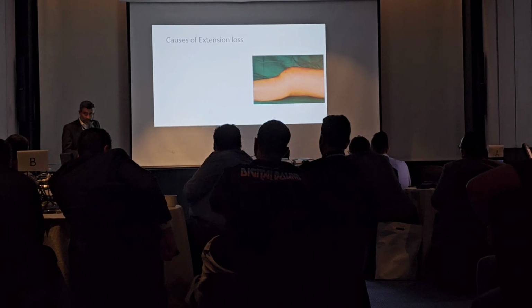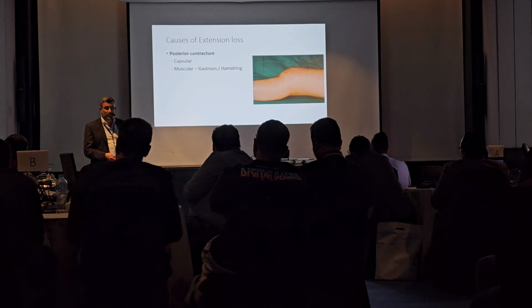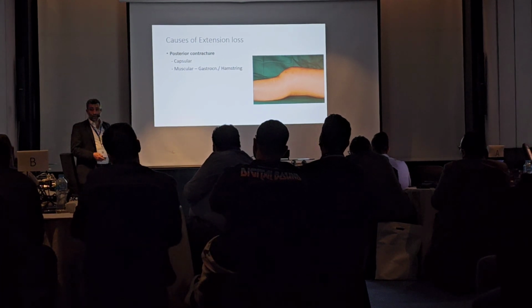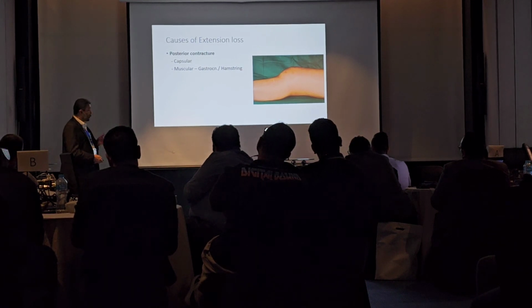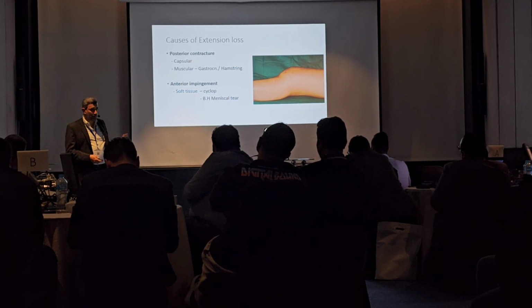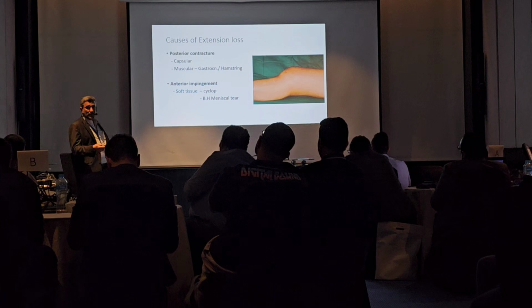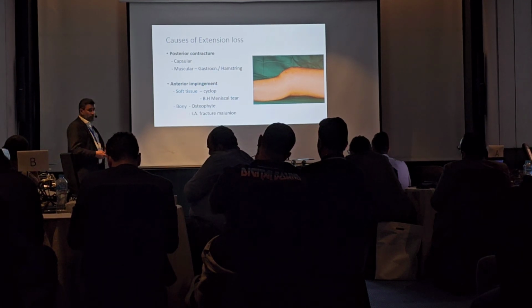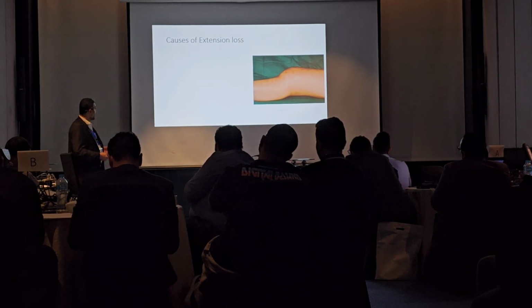Now, the causes of extension loss: again, we may have posterior contracture, so capsular contracture, or even muscular contracture like tight hamstring or gastrocnemius. So we have to have a proper diagnosis. It could be anterior impingement. This is, I think, common in our practice, especially after arthroscopic surgery. You may have impingement in the notch by a cyclops lesion or sometimes a bucket-handle tear preventing full extension. And it could be bony, like osteophyte and intra-articular malunited fracture.